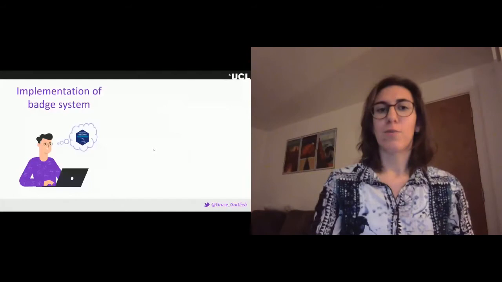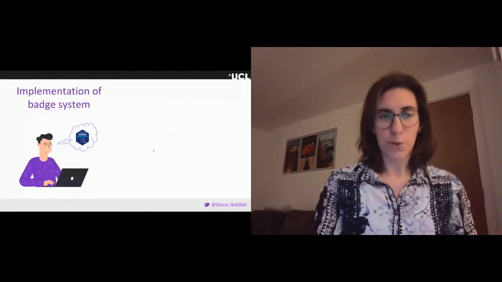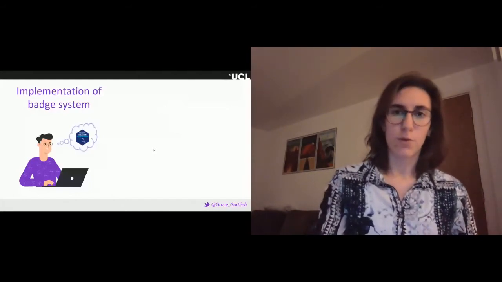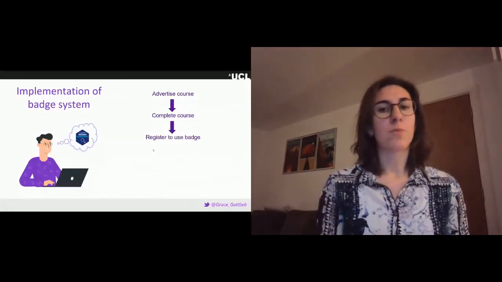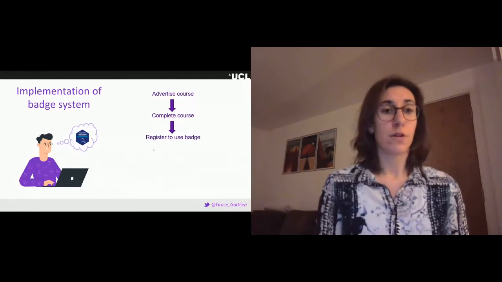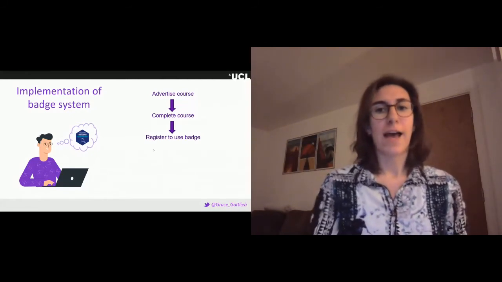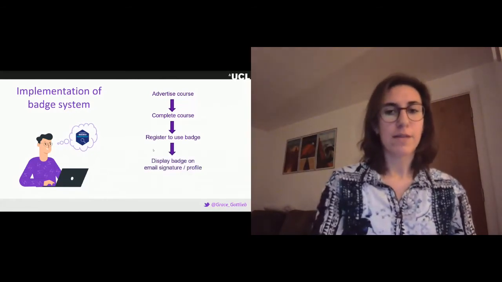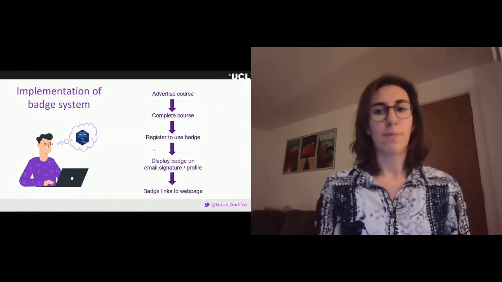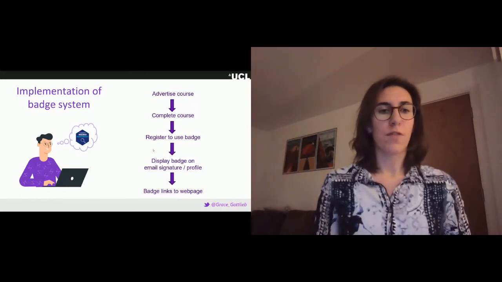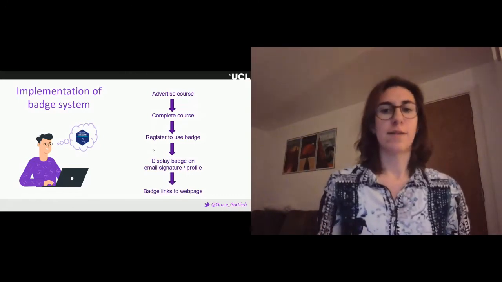So the way it will actually work is that the course will be advertised, people will get to complete the course online, and then once they've completed it, they'll be given the opportunity to register to use this badge. And then they can use it on their email signature, on their profile. And the badge will be hyperlinked to a webpage that really explains what this agenda is all about, what the badge symbolizes.